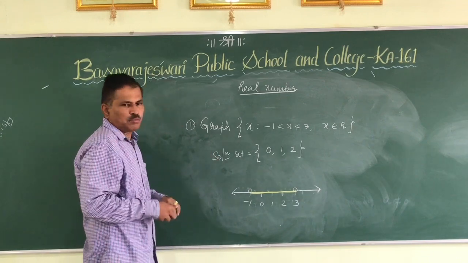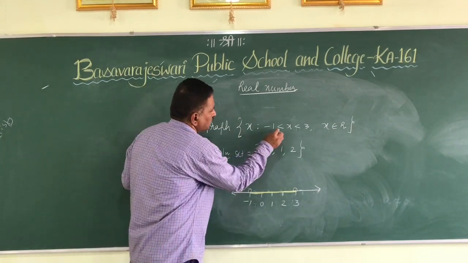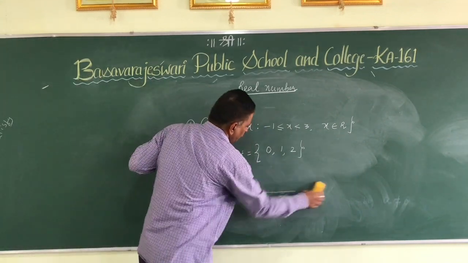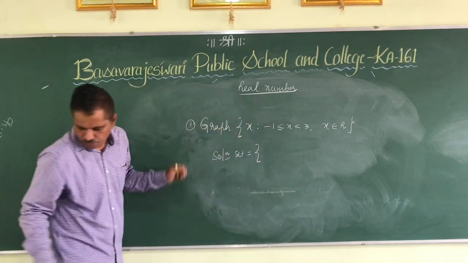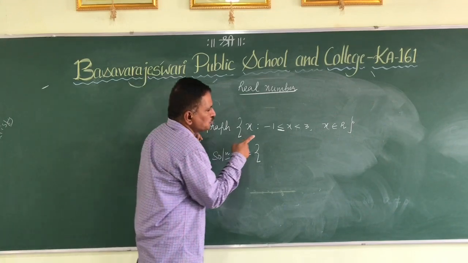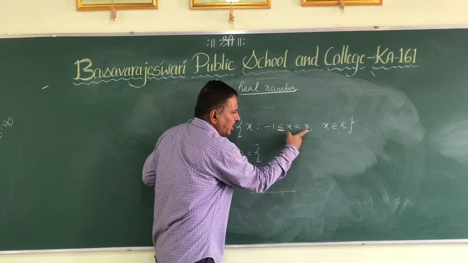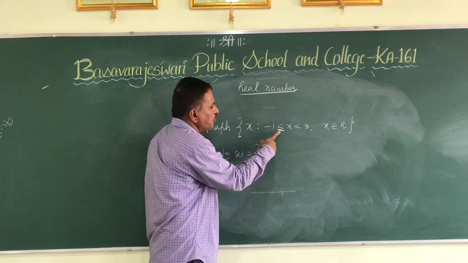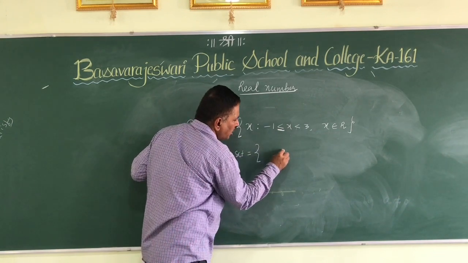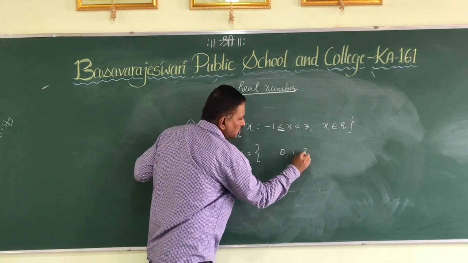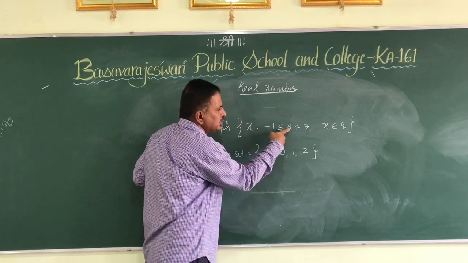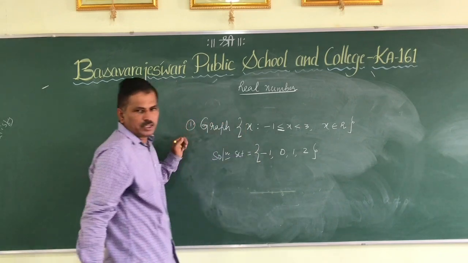For the same problem, suppose the equal sign is given at one point. That means you have to take those values of x which are present between -1 and 3, including -1, because the equal sign is given. The values which are present between -1 and 3 are 0, 1, 2. I will consider -1 also, because -1 is equal to x. So you have to consider -1.